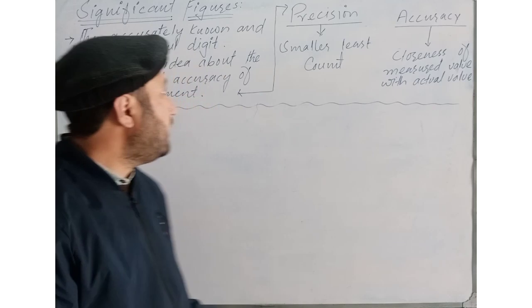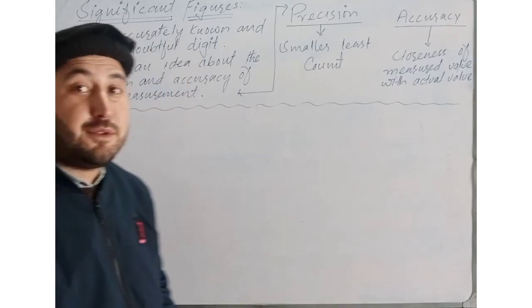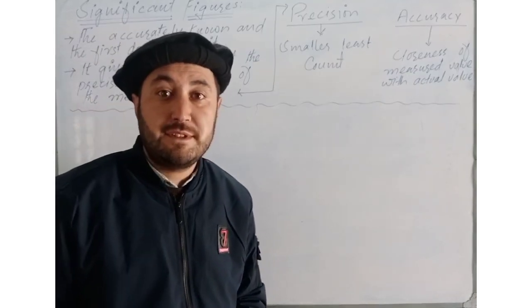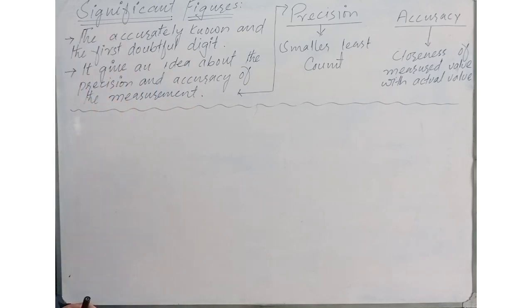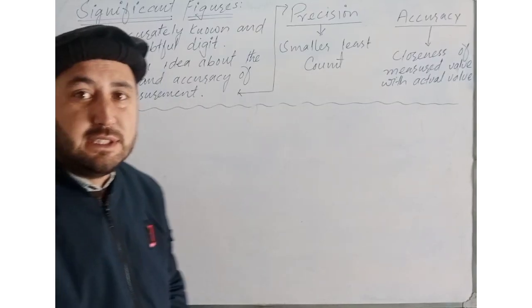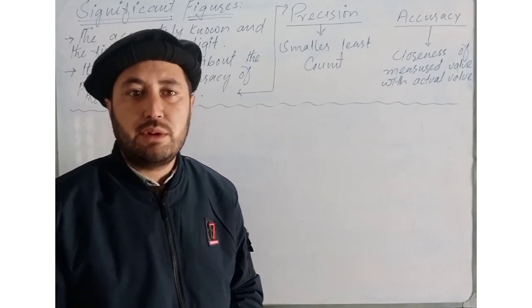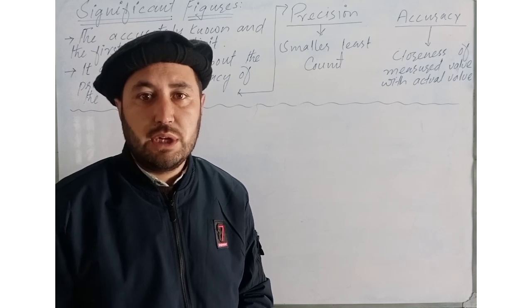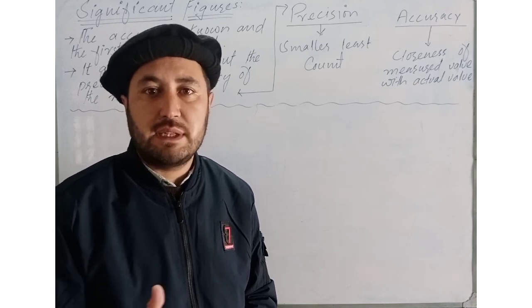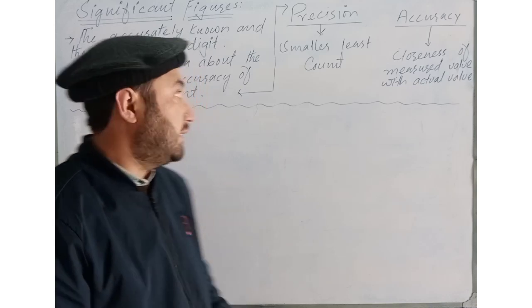So students, today we are going to discuss one of the most confusing topics from first year physics. We are going to discuss significant figures. Generally we define significant figures as the accurately known digits and the first doubtful digit. So in any measurement, if we can identify the accurately known digits and the first doubtful digit, those digits actually give us the number of significant figures.